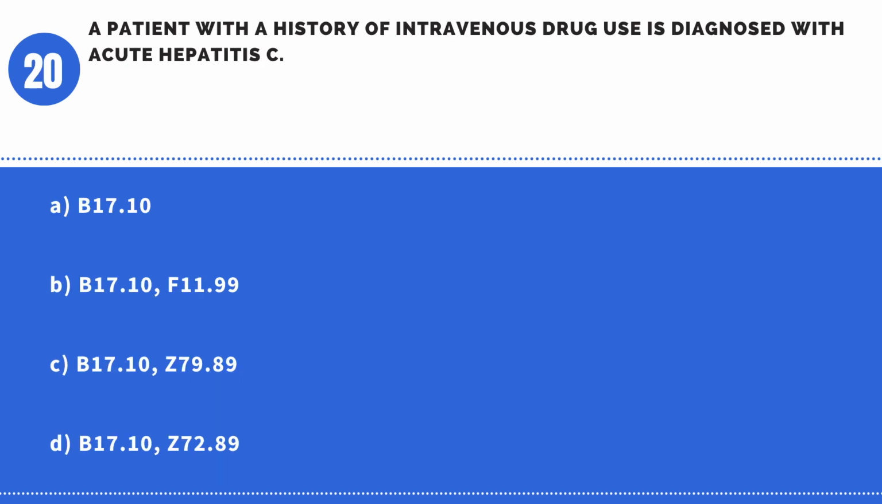Question 20. A patient with a history of intravenous drug use is diagnosed with acute hepatitis C. A. B17.10. B. B17.10, F11.99. C. B17.10, Z79.89. D. B17.10, Z72.89.